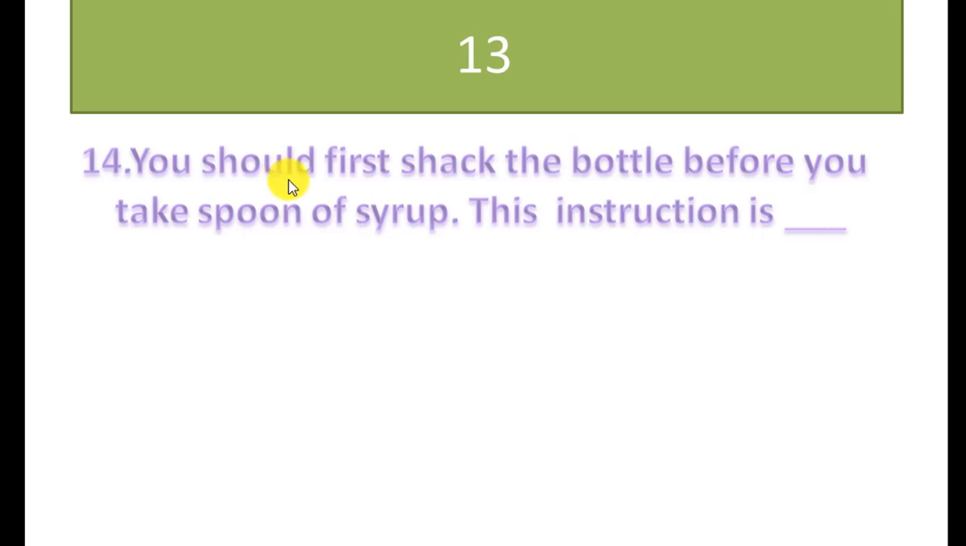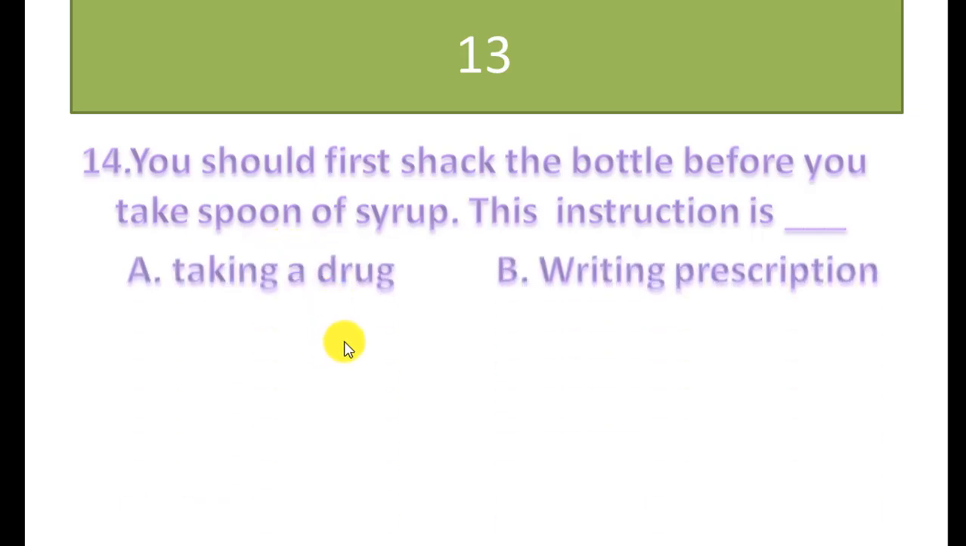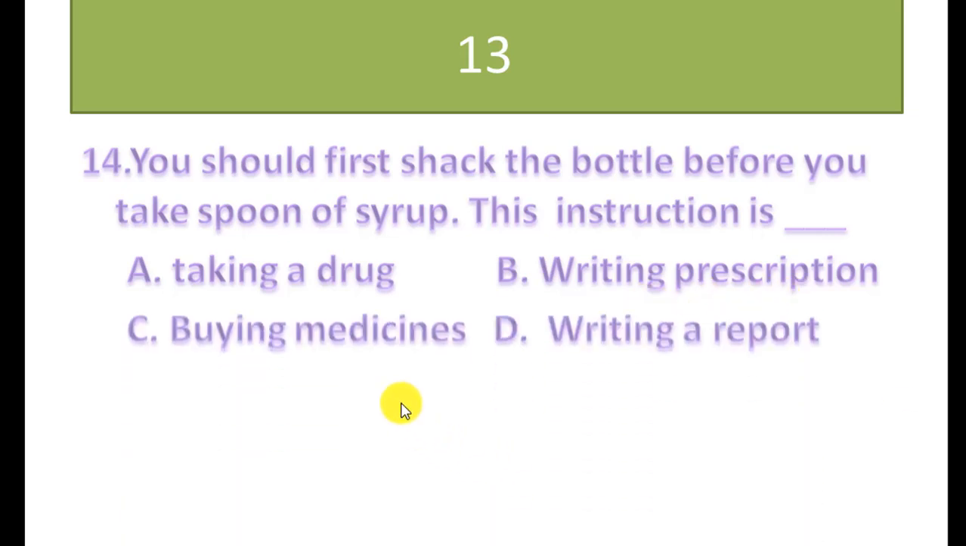This is an example here. You should first check the bottle before you take a spoon of syrup. So there is an information, a clue here. Underlining and identifying the clue, you can determine what kind of instruction this is. Question number 1: taking a drug, writing prescription, buying medicines, writing a report.